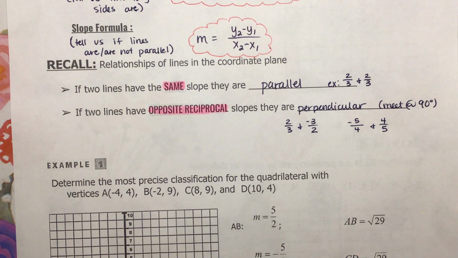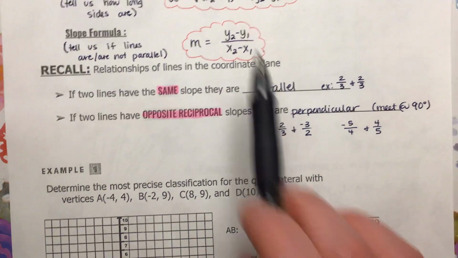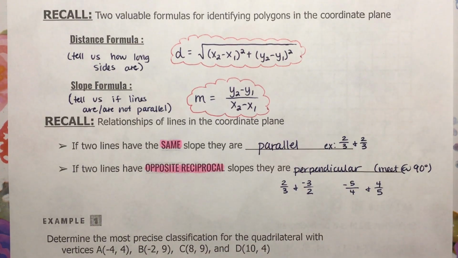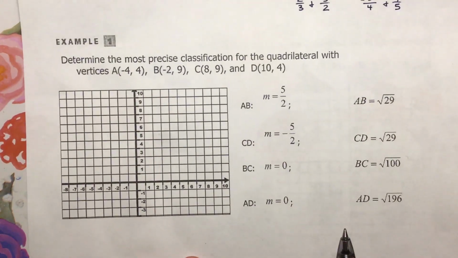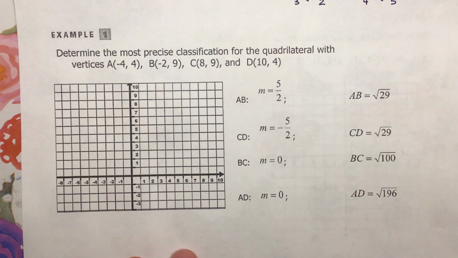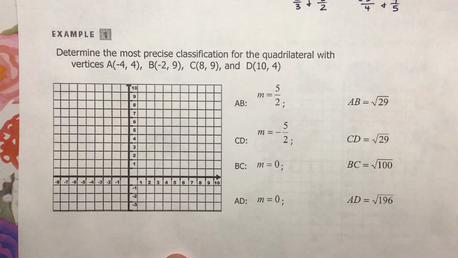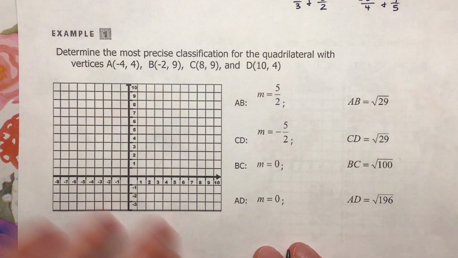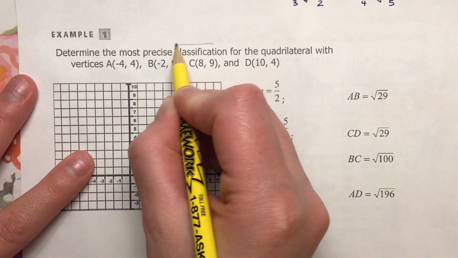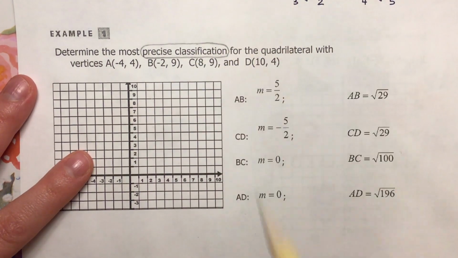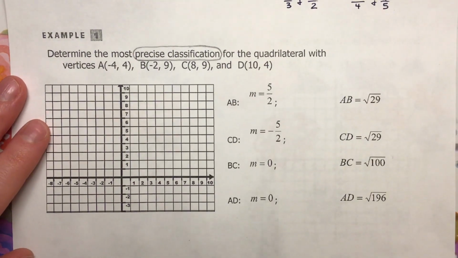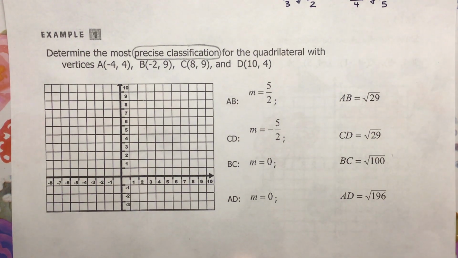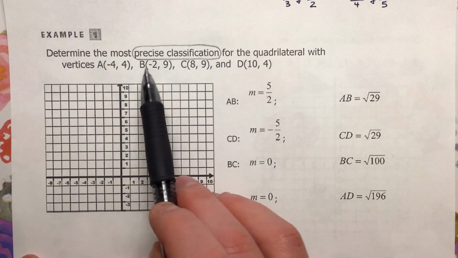So let's just jump into our first example now that we've covered some of this review so you can see this in action. In example 1, it says, determine the most precise classification for the quadrilateral with vertices at these given points. What I want you to notice is it says most precise. So that means if it's a parallelogram, is it also a rhombus or what have you? Its vertices are A, B, C, and D.